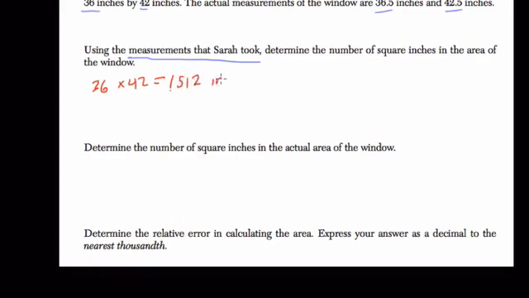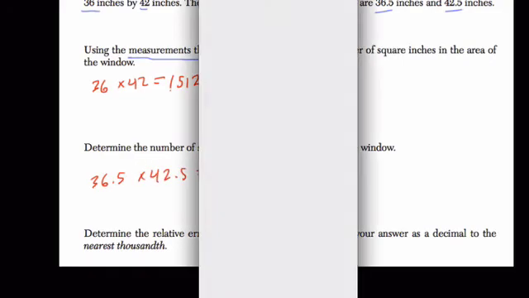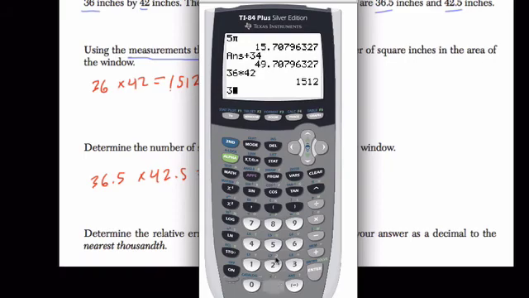And that's square inches. Determine the number of square inches, the actual area of the window. So what we should have gotten is 36.5 by 42.5. Okay, so 36.5 times 42.5. We get 1,551.25.